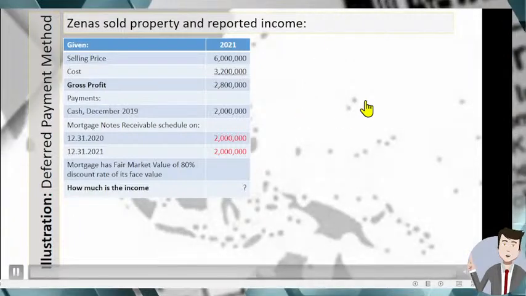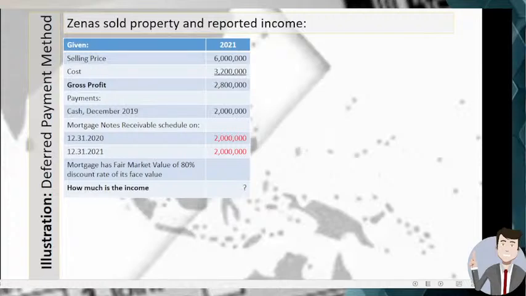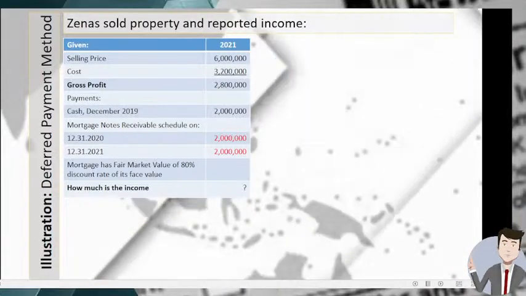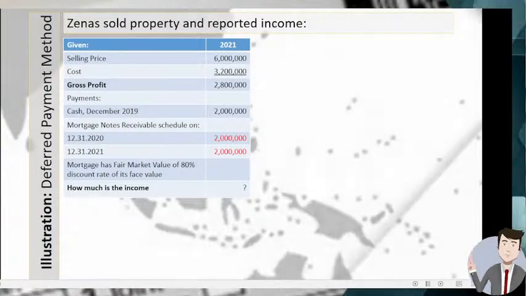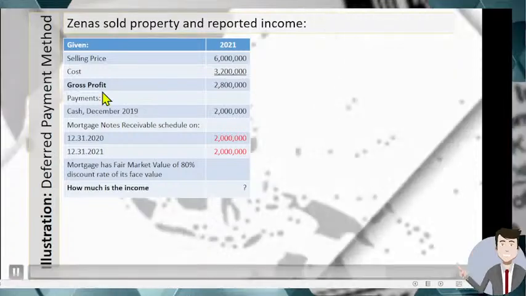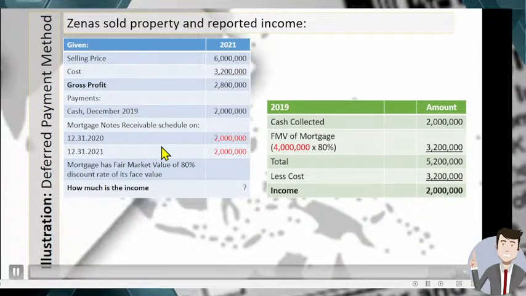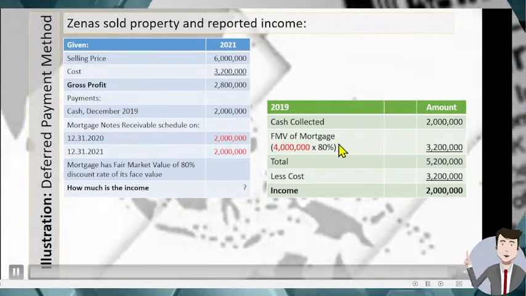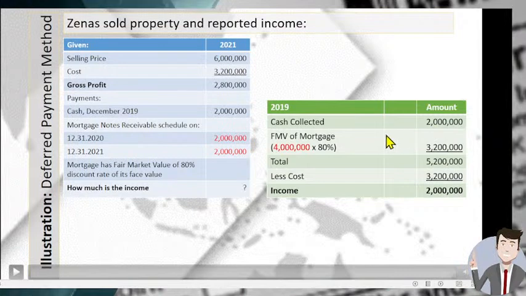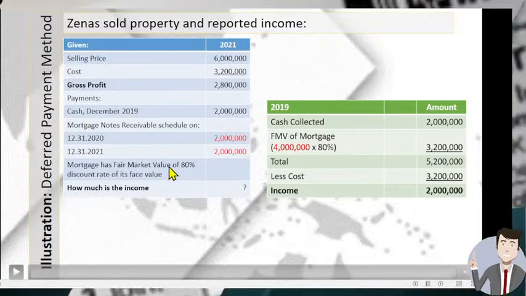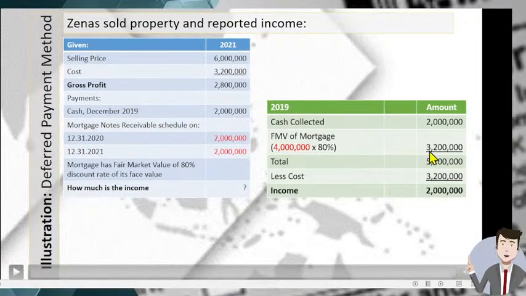Okay? So we will use, like in our discussion in financial accounting, the idea that we have to recognize our investment at present value, remember. So there is an assumption that there's an interest included in our mortgage receivable if we are using the deferred method. Okay, let's compute. So in 2019, the amount collected is 2 million. Then the fair market value of your mortgage is 2 million plus 2 million, that's 4 million, and using the discount rate of 80%, multiplied by 80%, the fair market value of our mortgage is only 3,200,000.